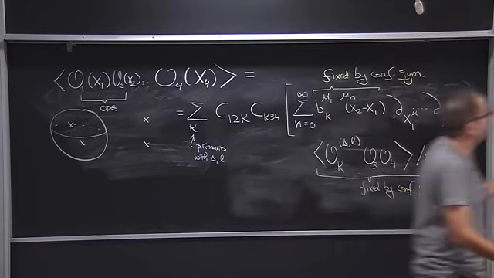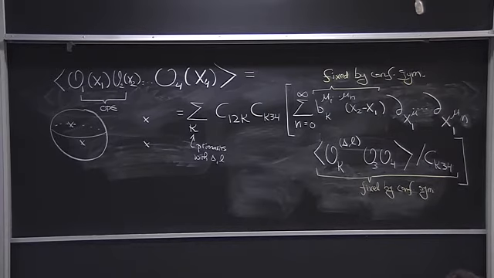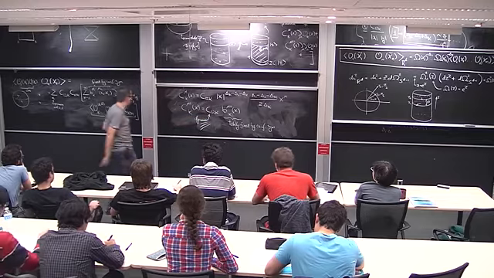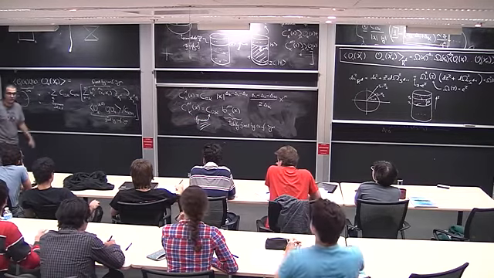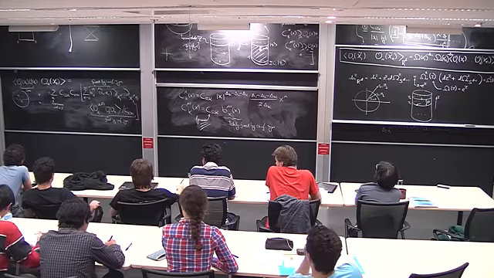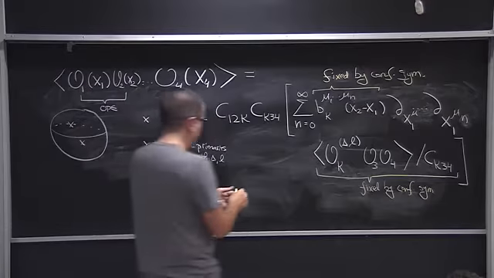In fact, this is nothing but, did I erase? I did. Wow. This is nothing but what we had written here for some spin. I wrote some expression for the correlator with spin. This is exactly what it is once you divide by that constant. Okay?